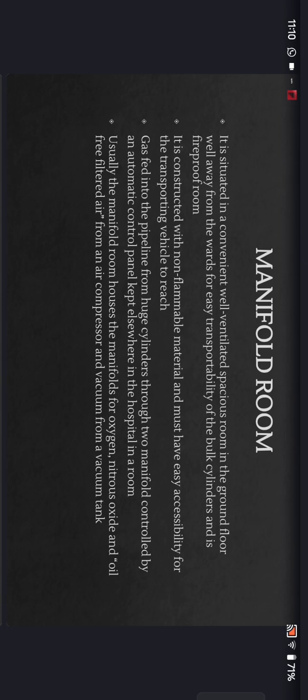Usually the manifolds supply oxygen, nitrous oxide, oil-free filtered air from an air compressor, and vacuum from a vacuum tank. Oil-free filtered air is nothing but air without moisture. In the atmosphere, the surrounding air is moisture-filled air. An air compressor makes moisture-reduced air for the medical purpose of the patient, to ventilate the patients.